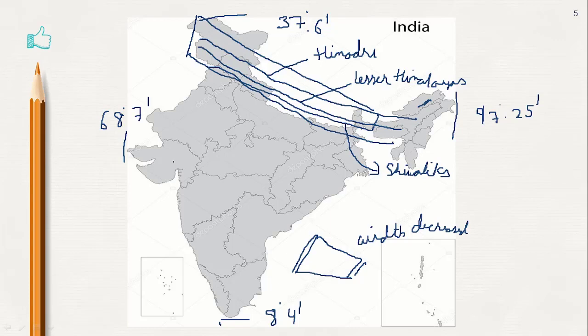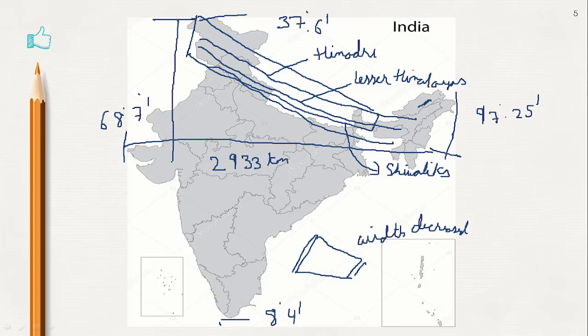And the distance from here to here is 2933 kilometers, and the distance from here to here is 3214 kilometers. This is known as the location of India.